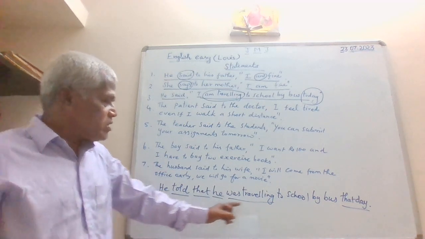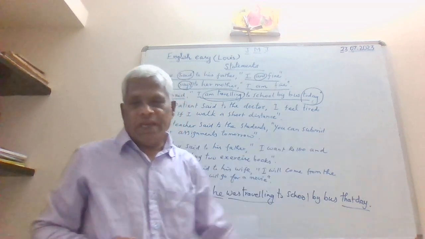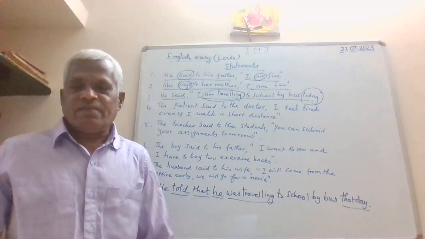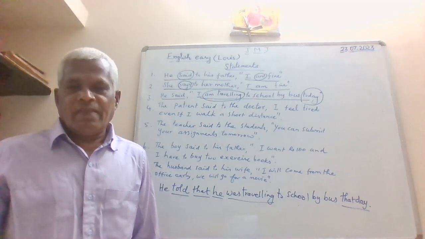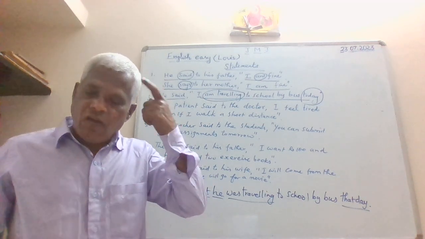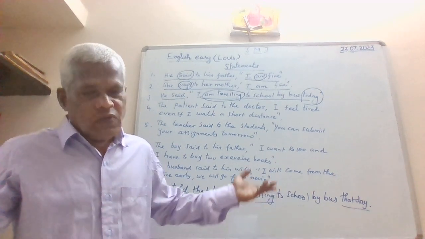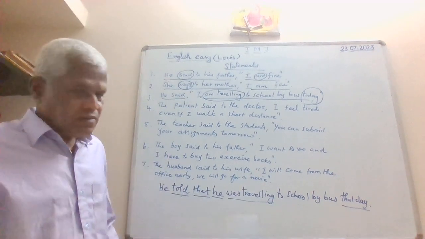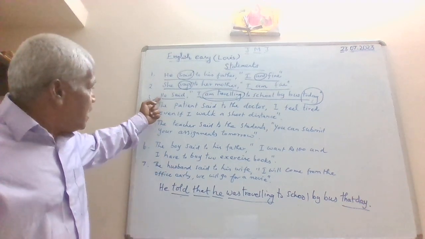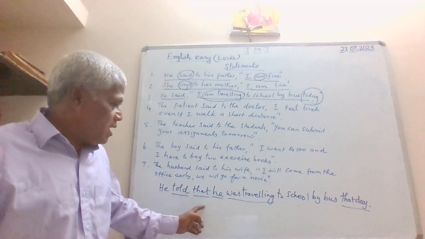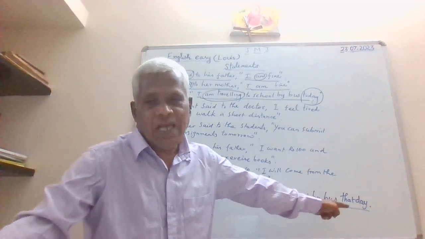He told that he was traveling to school by bus that day. Now, what is the difficulty? Very easy. Very easy. But try to remember all the rules that we discussed the other day. Okay, we'll move on to the next sentence. Look at the sentence once again. He said, I am traveling to school by bus today. He told that he was traveling to school by bus that day.